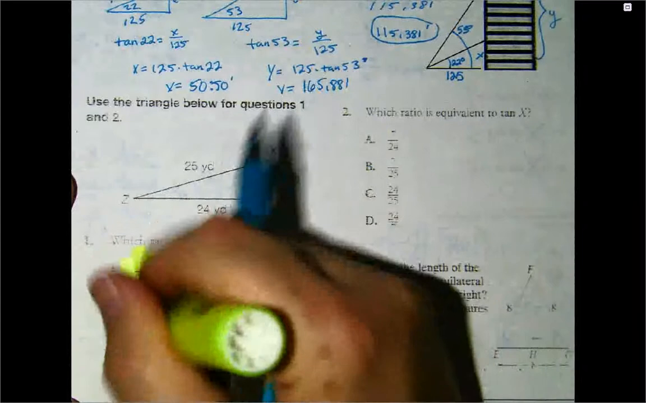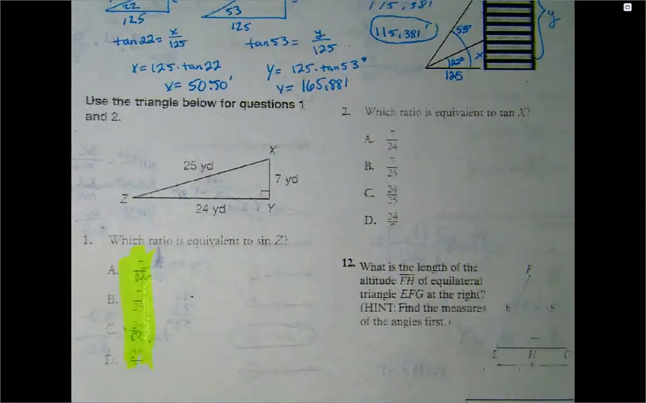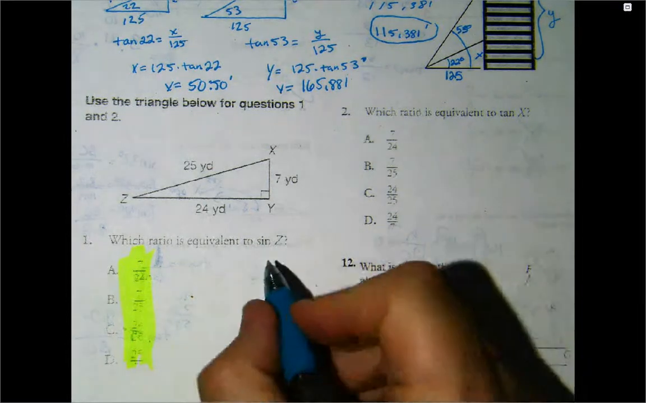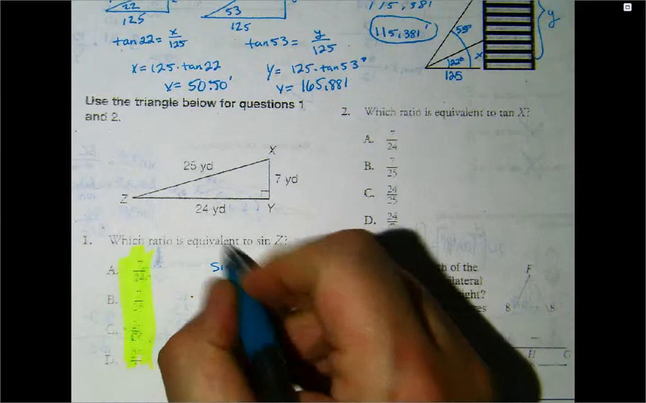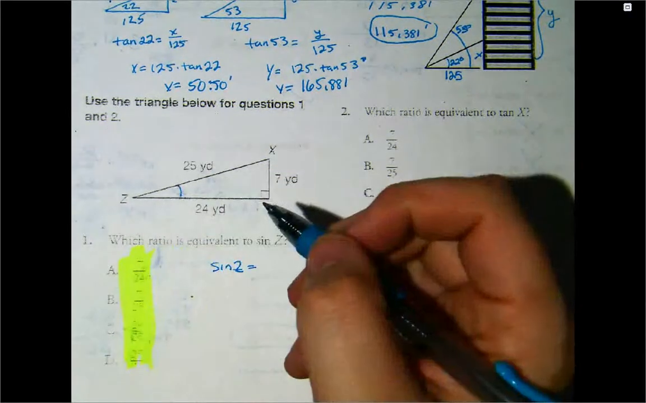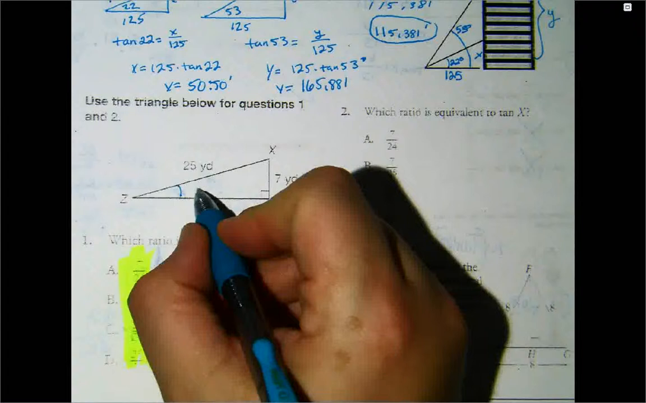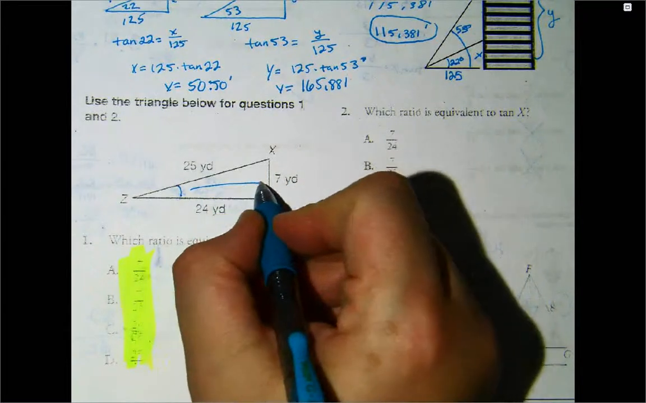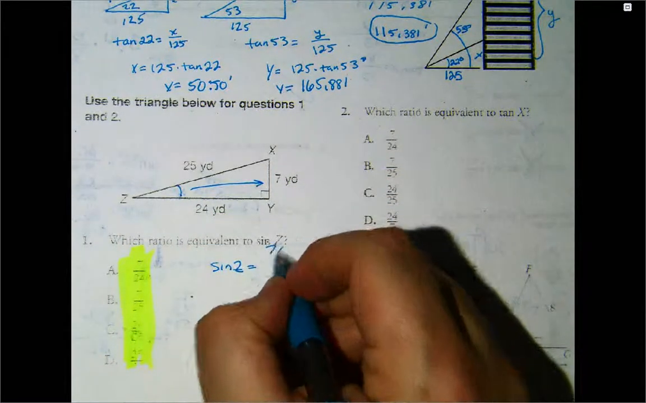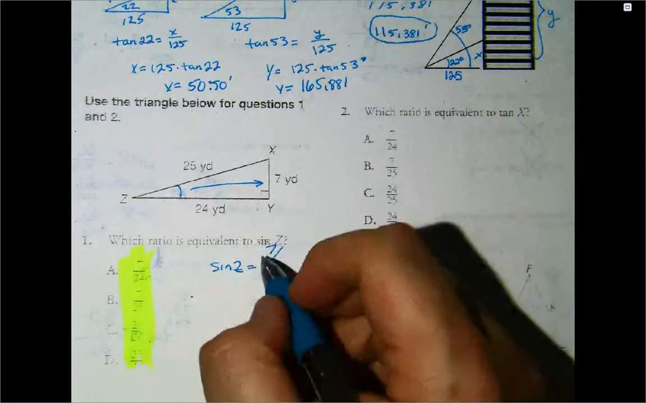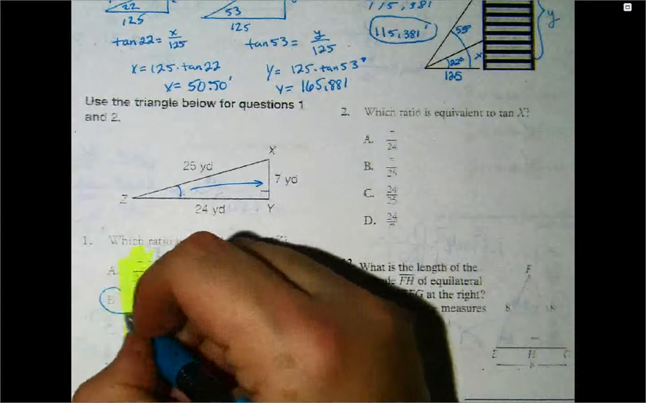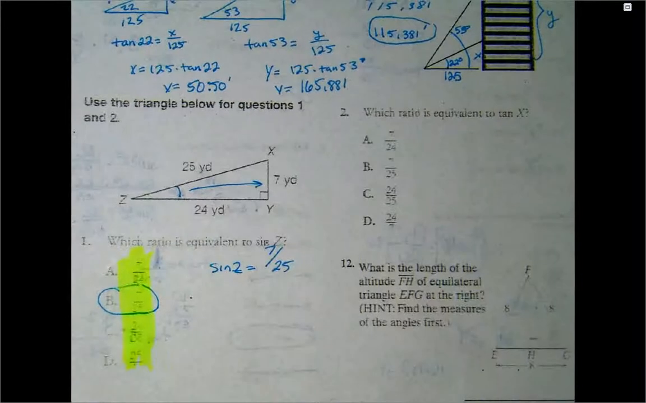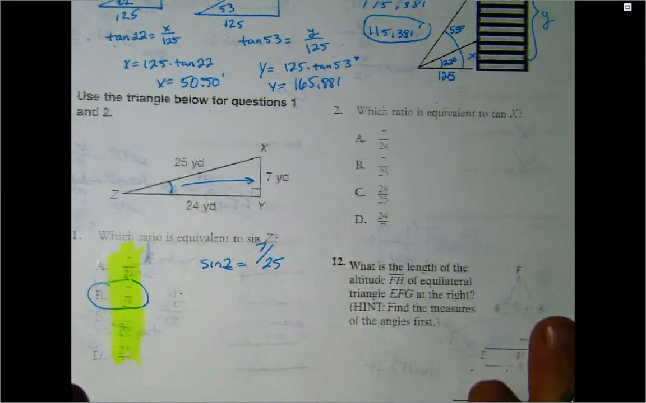All right. What's the ratio? What's equivalent to the sine of z? Sine of z is equal to... ladies and gentlemen, you're talking too much. What's the opposite side from z? 7. What's the hypotenuse? 25. So I need 7 over 25. In that case, it's b. For that one, all you have to do is set it up.